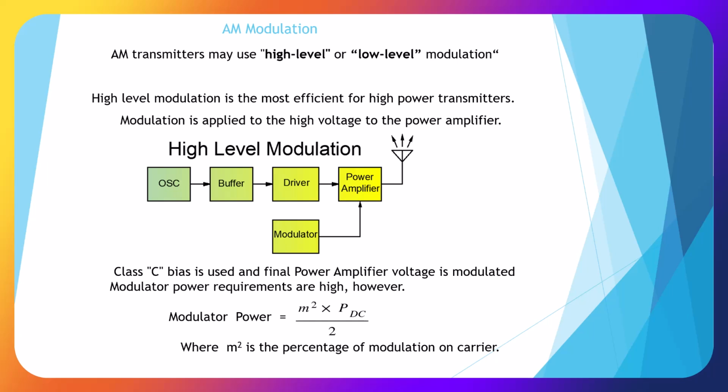AM transmitters may use high-level or low-level modulation. High-level modulation is the most efficient for high-power transmitters. Modulation is applied to the high voltage to the power amplifier, shown here, and Class C bias is used in the final power amplifier. Voltage is modulated. Modulator power requirements are high, and we will do a Class C bias amplifier later.